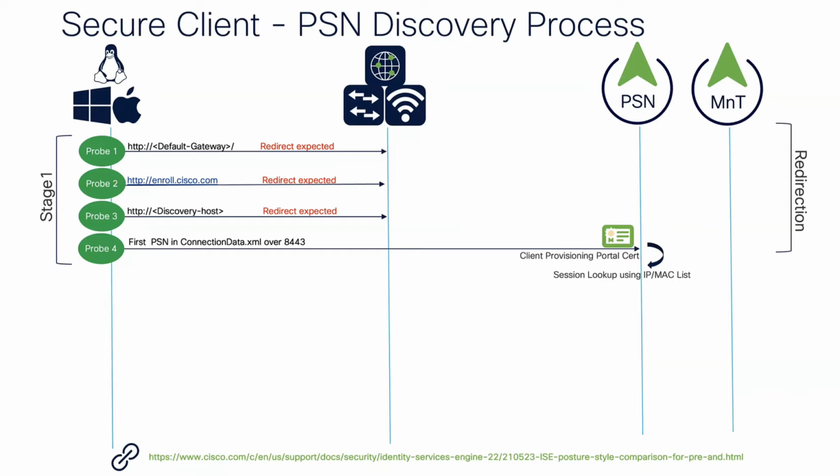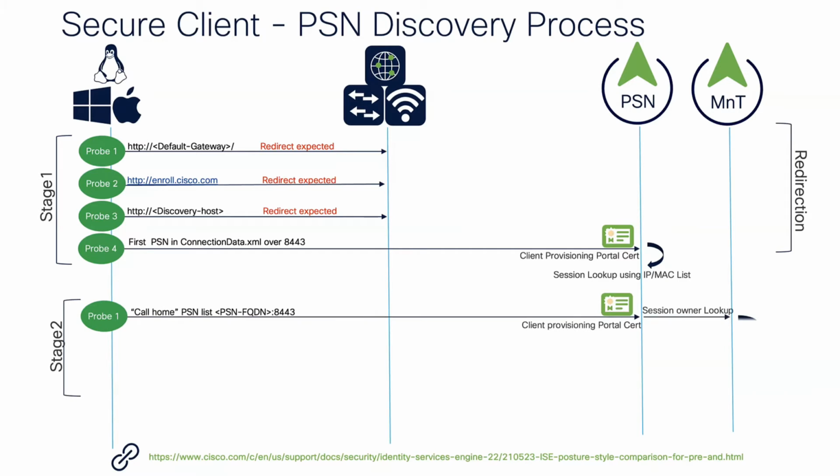All these probes, the main intention is to find the PSN that it is supposed to contact. In the redirection flow, whenever the Cisco Secure Client tries to contact enroll.cisco.com or a default gateway or a discovery host, for any of the probes, you're going to get a response as a URL redirect. That URL redirect consists of the PSN FQDN and a PSN port number. That's when it's going to contact that PSN automatically.